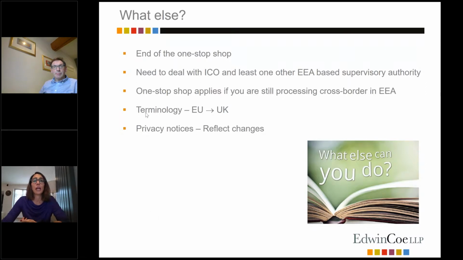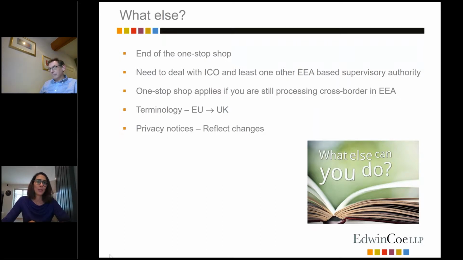So if you have an establishment in the UK as well as in another EEA member state, then you will be cross-border processing. This will stop being cross-border processing once the transition period has ended, and you will therefore need to deal with both the UK ICO and the supervisory authority in the EEA member state.